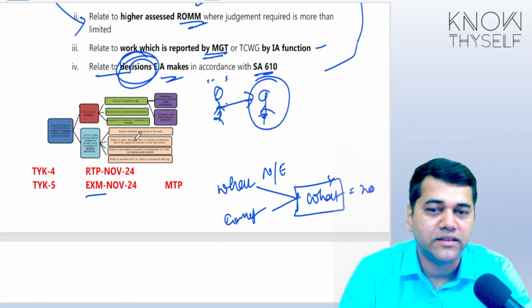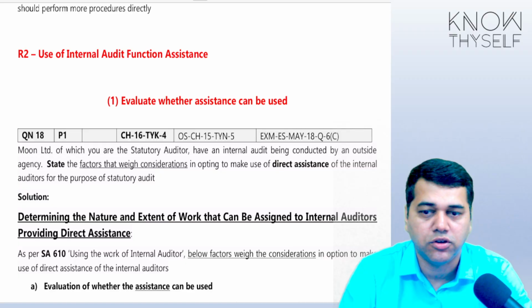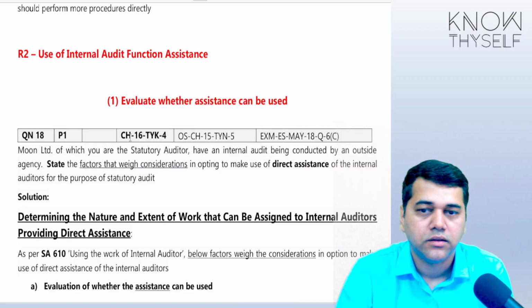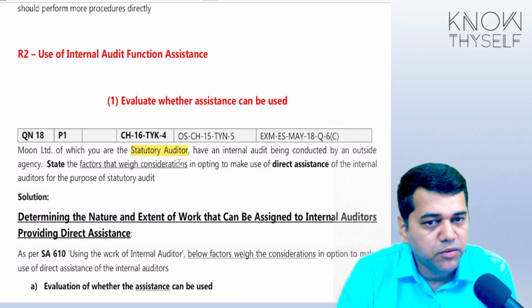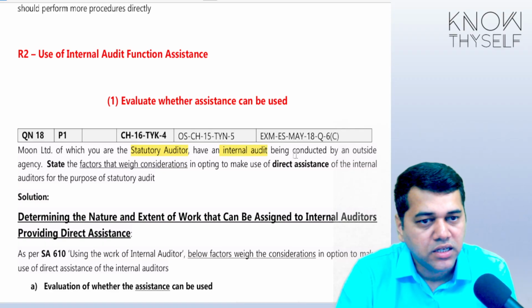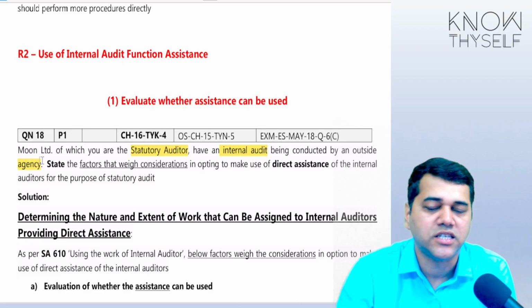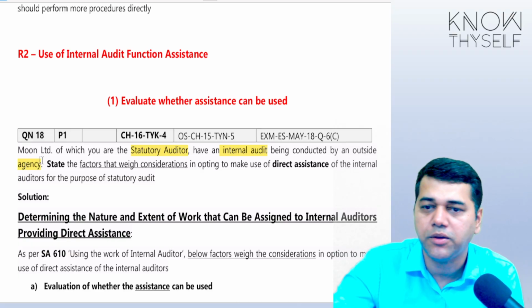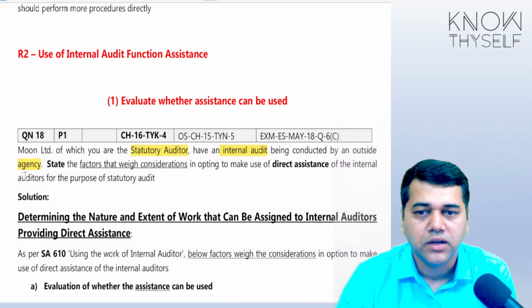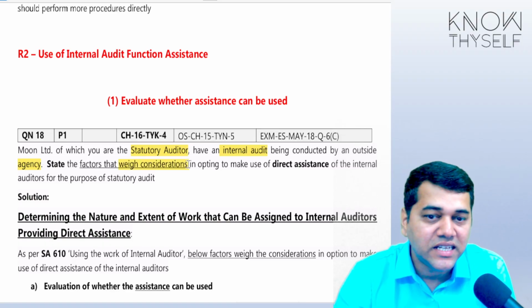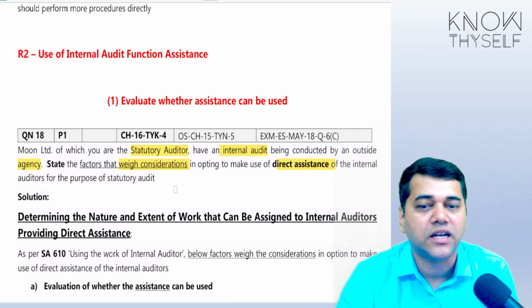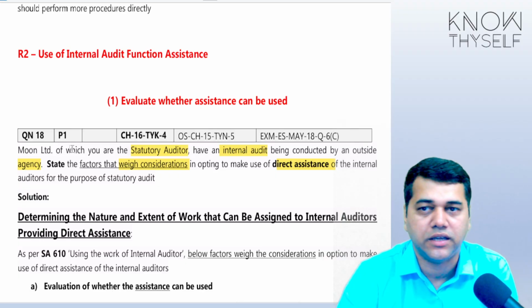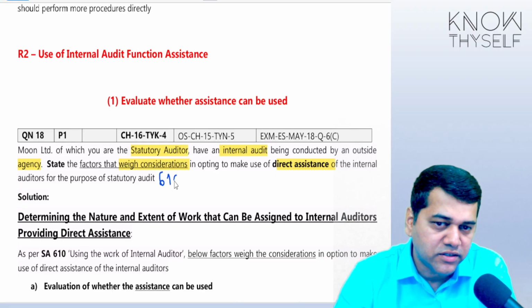Let us see some of the examination questions. Test your knowledge 4. Moon Limited. Okay, this came in chapter number 16. You are the statutory auditor of Moon company, having internal audit being conducted by an outside agency. I just now told you it can be an employee of the company or it can be another practicing CA. What are the factors you consider in opting for the direct assistance of the internal auditors for the purpose of the statutory audit? Okay, so with this, you understood it is SA 610.